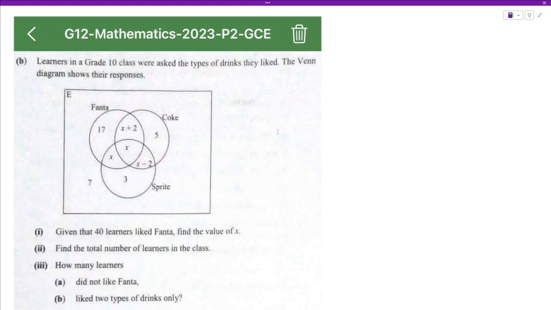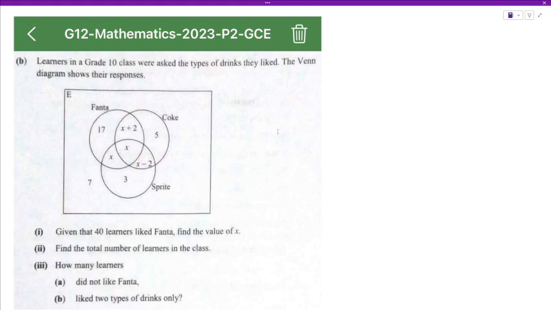Okay, so the question is coming from mathematics paper 2, of course, 2023 GCE, and it reads: learners in a grade 10 class were asked the types of drinks they liked. The Venn diagram shows their responses. Okay, we have Fanta there.